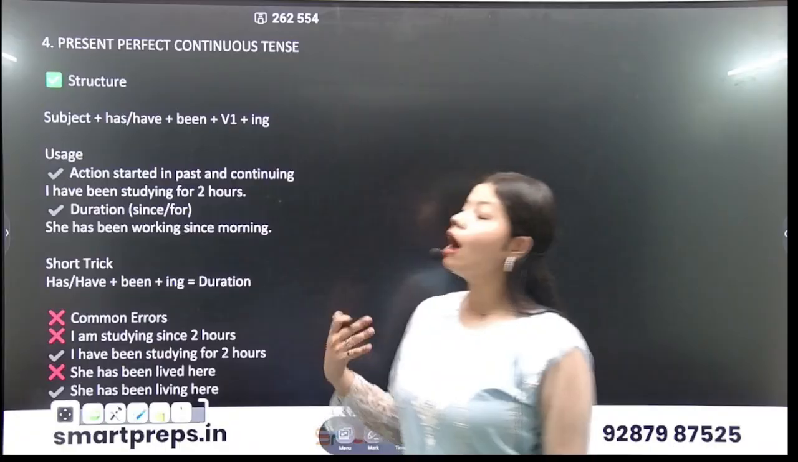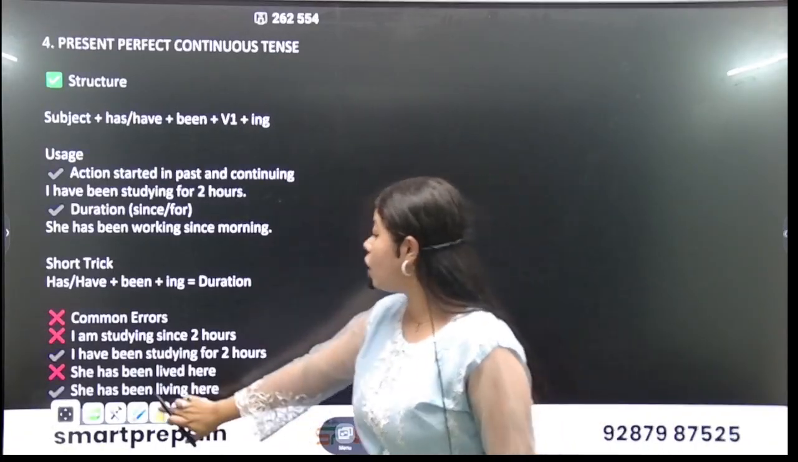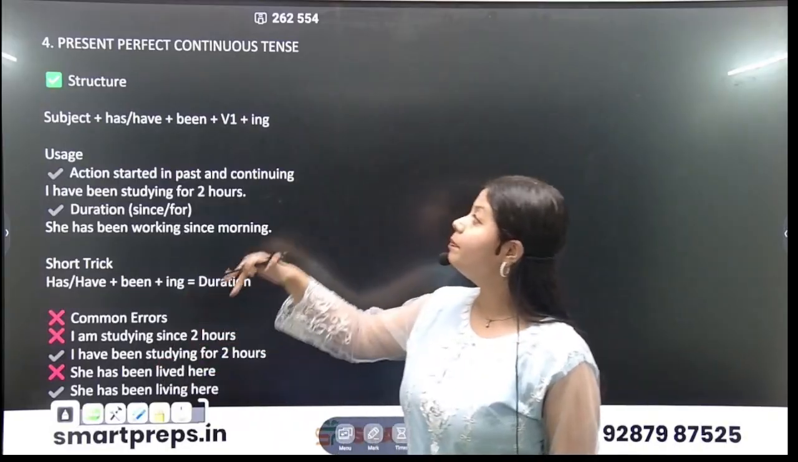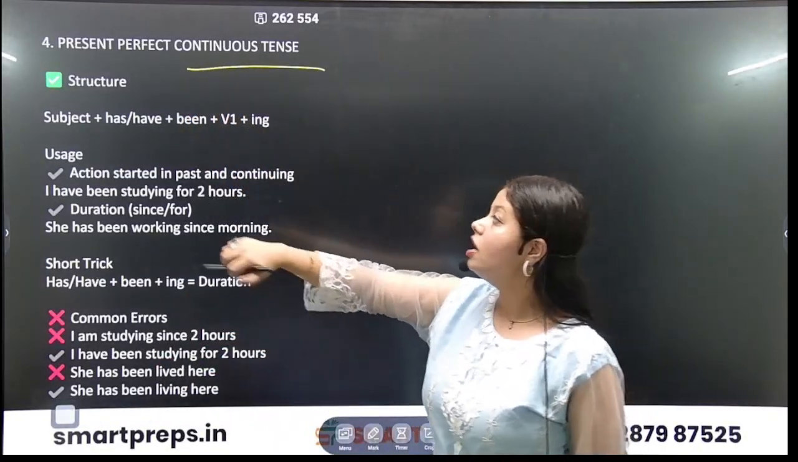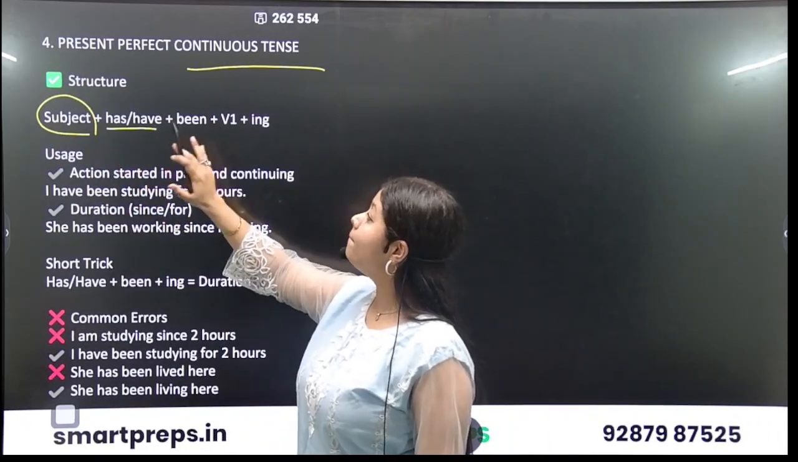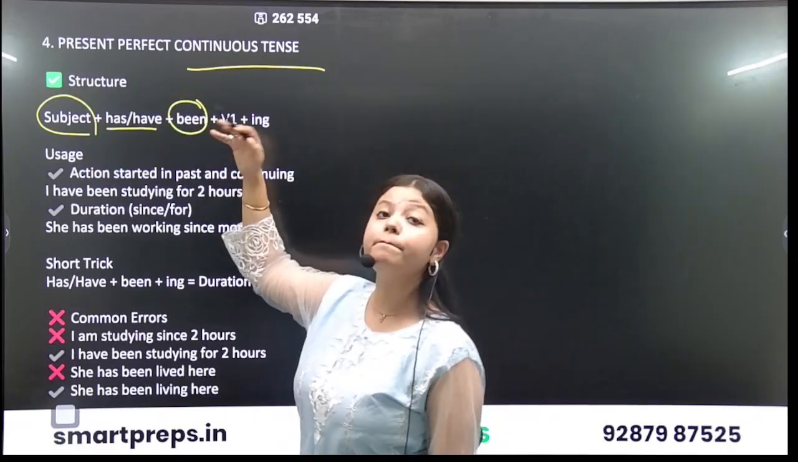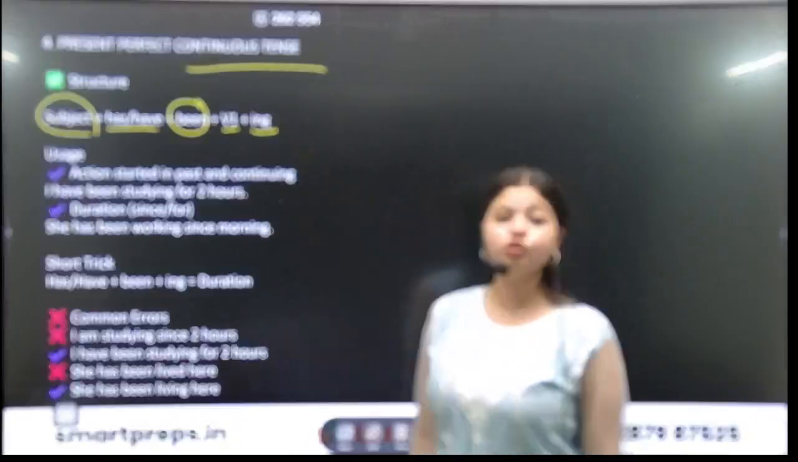All right. Now the fourth type of present tense is what? Present perfect continuous tense. Now what is the structure? First we'll be placing the subject, has or have, plus we'll be using what? Been. Okay, been plus the verb and ing. Now what is the usage here?